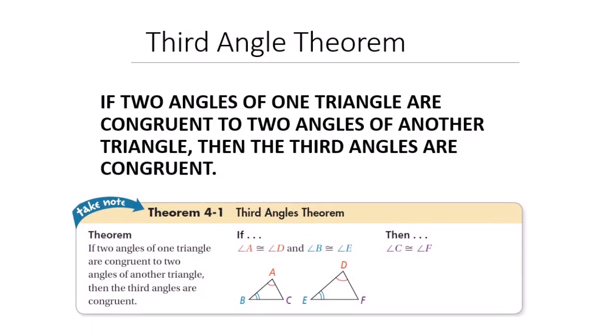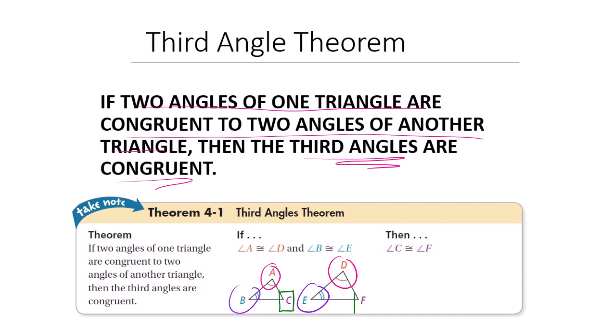So let's talk about the third angle theorem. The third angle theorem says if two angles of one triangle are congruent to two angles of another triangle, then the third angles of the respective triangles must be congruent. In this diagram, if angle A is congruent to angle D and angle B is congruent to angle E, then the theorem states that C must be congruent to F. Hopefully that's somewhat intuitive, but we're about to prove it.